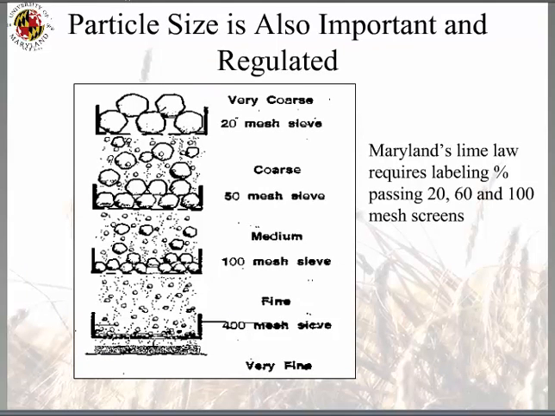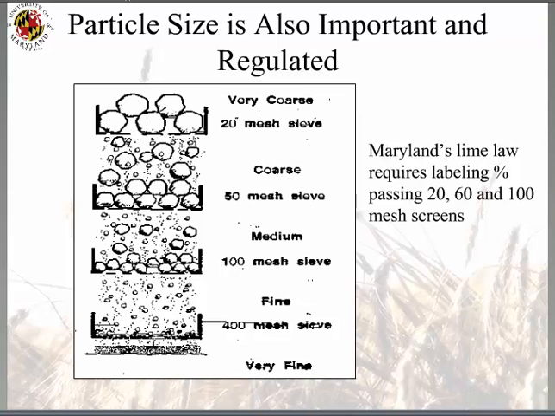Another important aspect of your liming material, beyond your calcium carbonate equivalent, is how big your particles are. And typically what you're given on a lime label is the percentage of particles passing through various size sieves. Now, what sieves are in your regulations varies from state to state. In Maryland, and you guys in New Jersey, you'll have to go back and check. In Maryland, it's what percentage passes the 20 mesh sieve, what percent passes the 60 mesh sieve, and what percent passes the 100 mesh sieve.